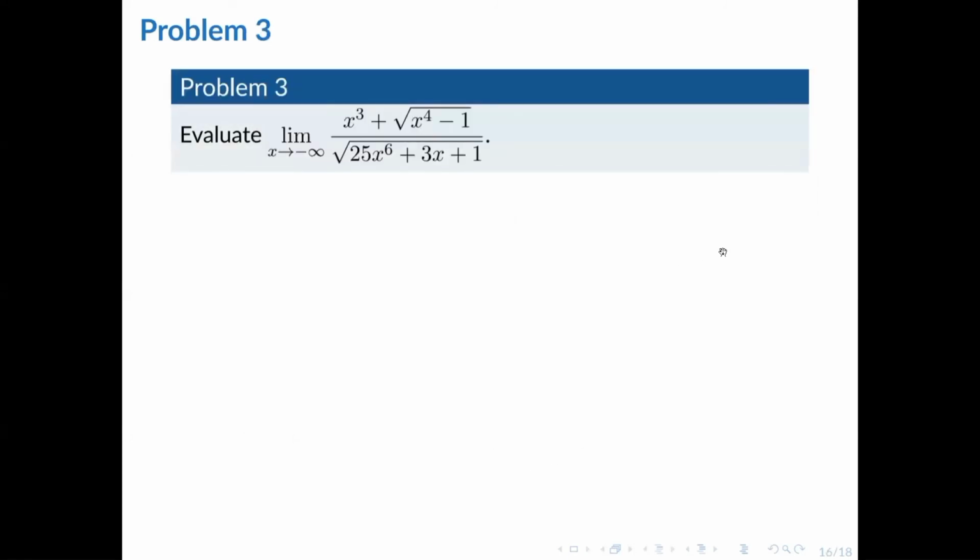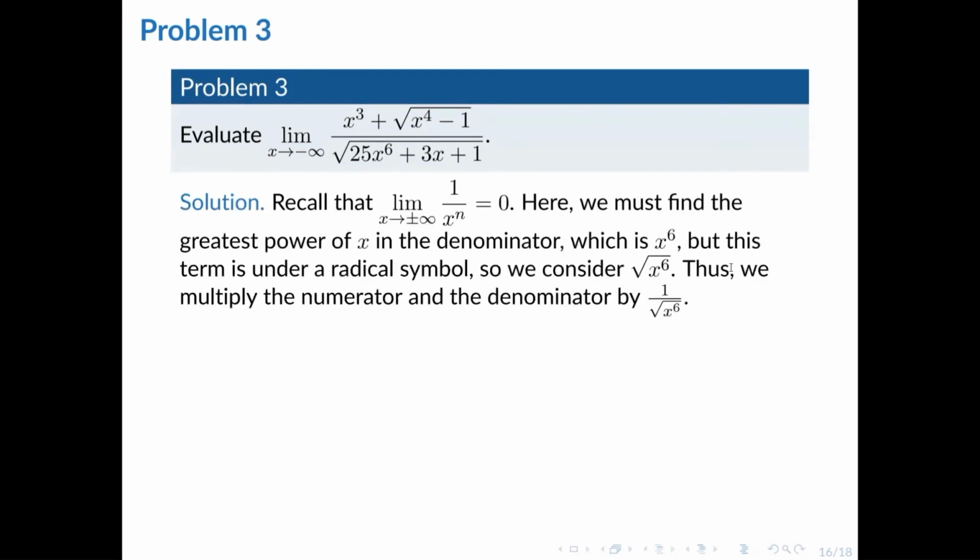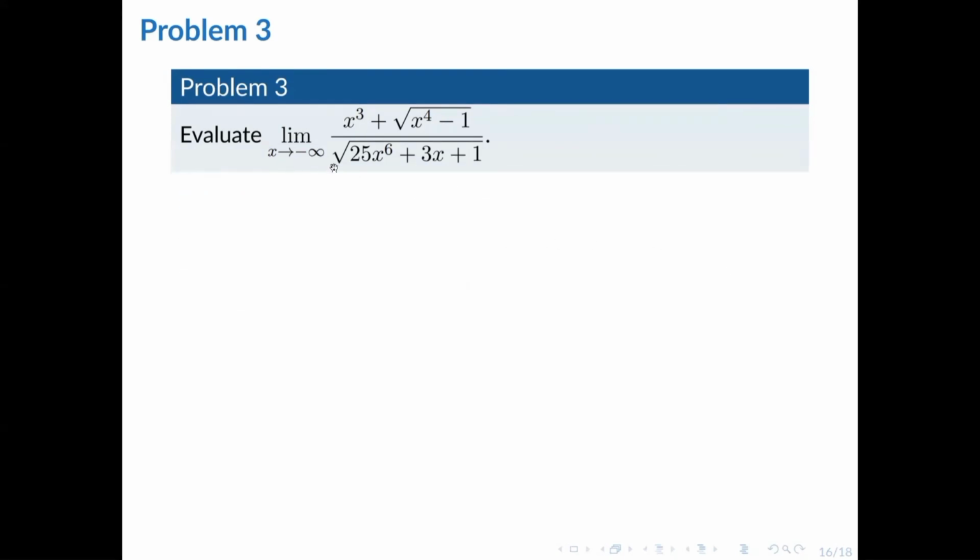So for problem 3, or the last problem, evaluate the limit of x cubed plus the square root of x raised to 4 minus 1 all over the square root of 25 x raised to 6 plus 3x plus 1 as x approaches negative infinity. So if you try directly substituting negative infinity to the function, you'd get negative infinity plus positive infinity all over positive infinity minus infinity. So you can perform operations using that.